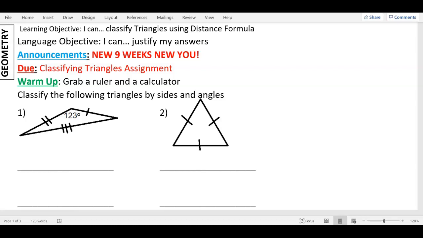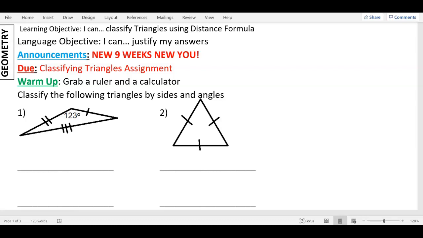Today's lesson is a little bit different than yesterday because we're talking about using the distance formula. All right, warm up is just like the last couple of days. We've been classifying triangles. On number one, I have an angle that's bigger than 90. What do I call that? Obtuse.